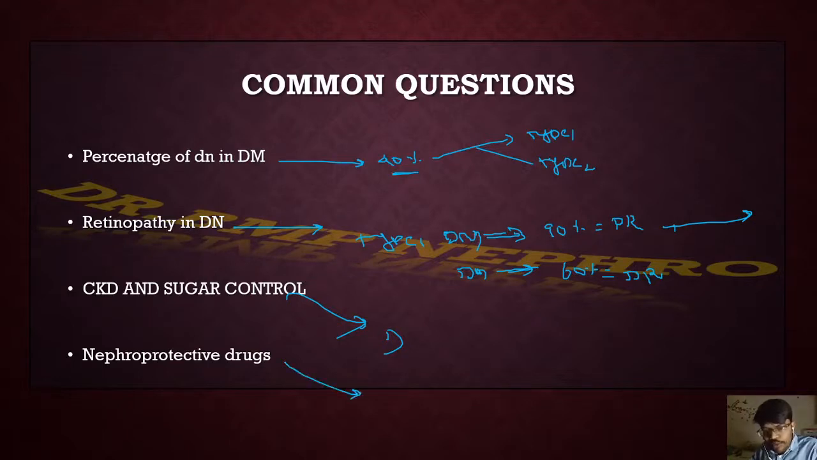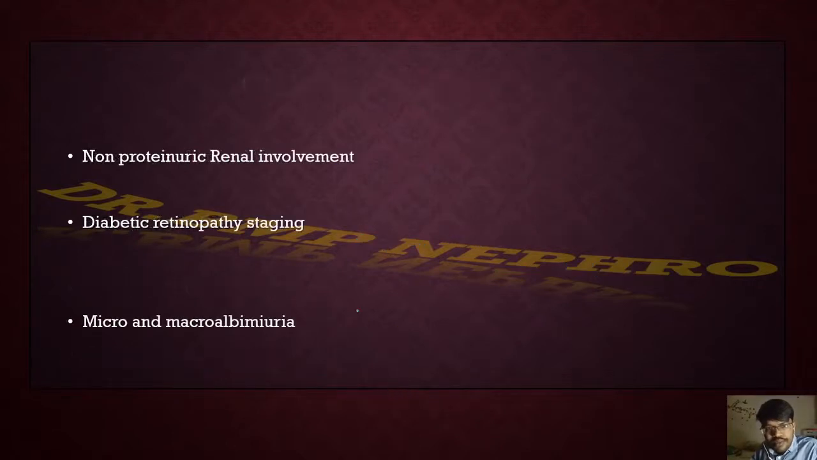What are the nephroprotective drugs in diabetic nephropathy to reduce the progression? It is also an important theoretical question. So you have to tell about ACE inhibitor, ARB, SGLT2 inhibitors, aldosterone antagonist. And how much percentage of non-proteinuric renal involvement in diabetes? Up to 20%. Up to 80% usually of this is with respect to diabetic nephropathy. Up to 80% might be having proteinuric renal disease.